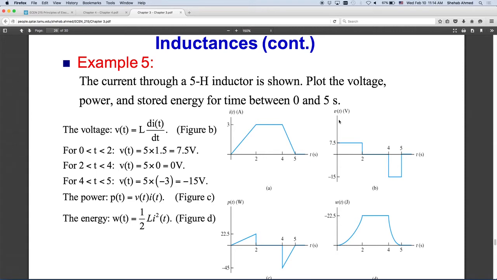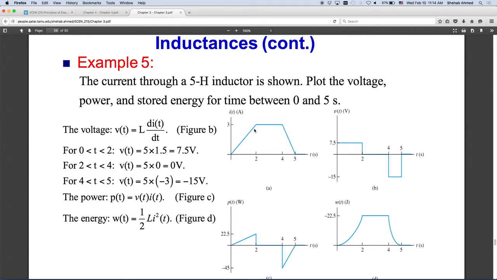You're given the current, and they ask you to plot the voltage, the power, and the energy stored. So if you're given the current i of t, we go back to our equation which defines the voltage and current relationship. So voltage is equal to L di by dt. So I differentiate this waveform, and I will get the voltage.